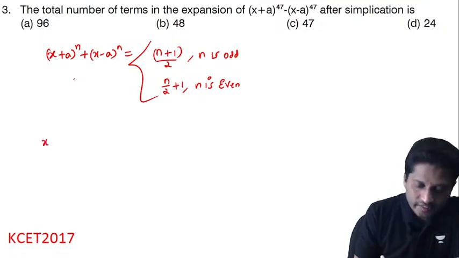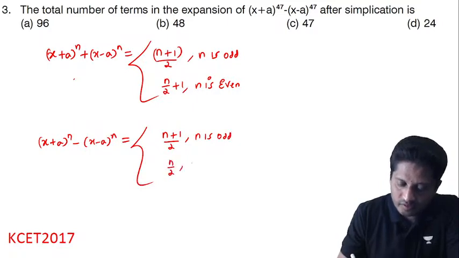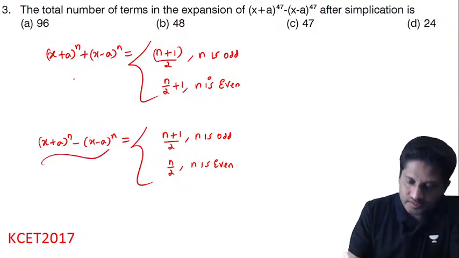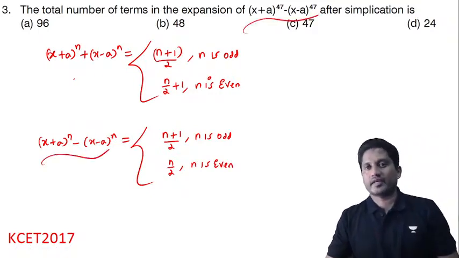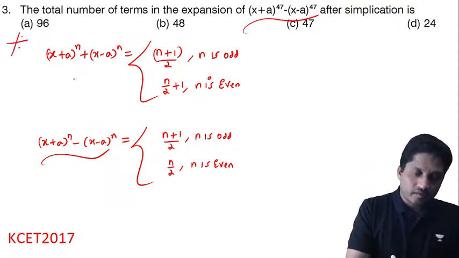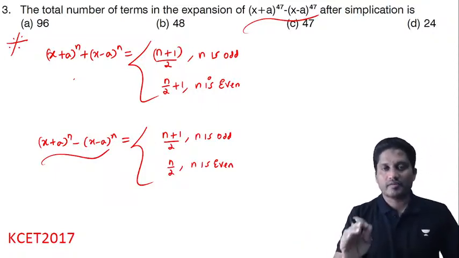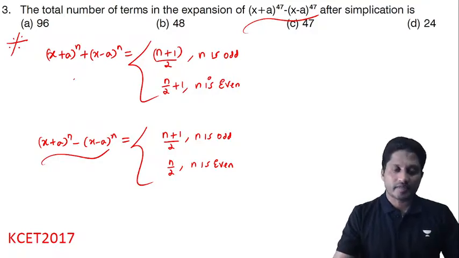Now let's say you have x plus a to the power n minus x minus a to the power n. The number of terms in the expansion will be equal to n plus 1 by 2 if n is odd, and only n by 2 if n is even. Right, you compare this and this. This is of the form x plus a to the power n minus x minus a to the power n. It's easy to remember, guys. This has been asked so many times, in the 19 paper, and the 20 paper also it is there.